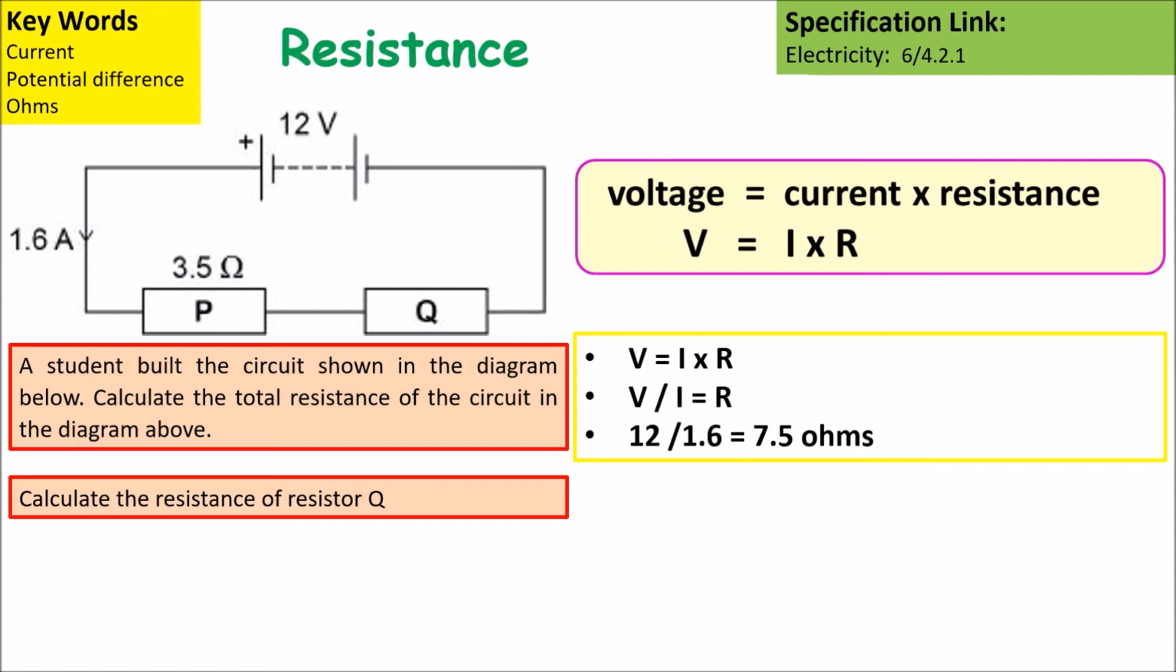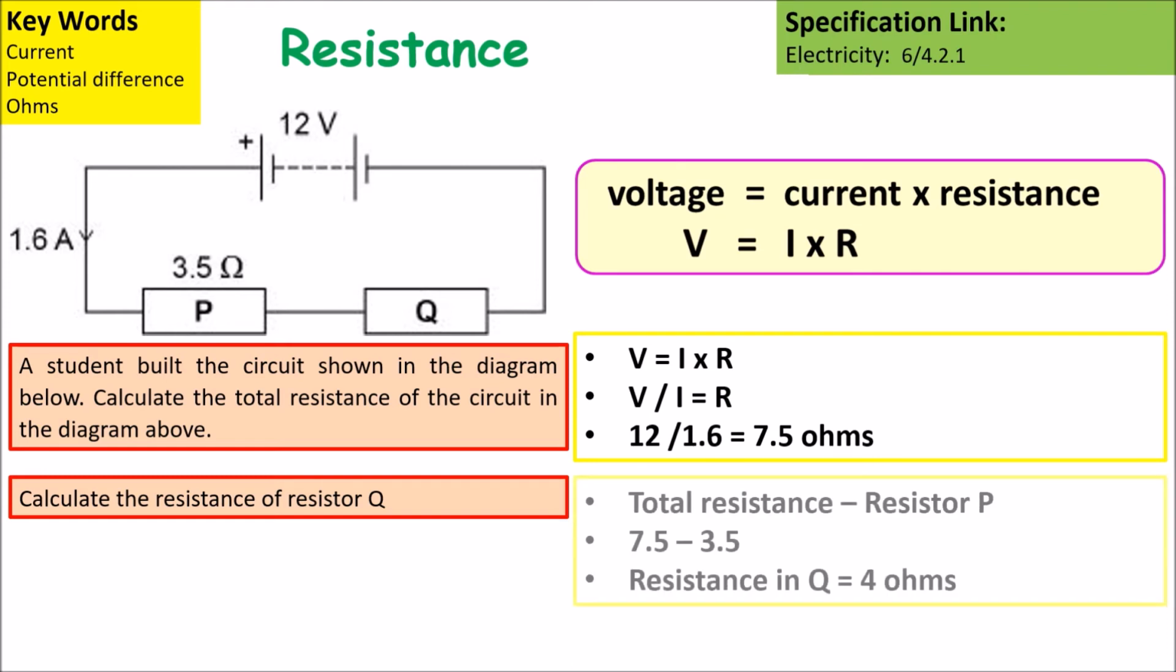If we were calculating the resistance of resistor Q, all we're doing is taking the total resistance, which we previously worked out, and subtracting the resistance of resistor P. So that would be 7.5 minus 3.5, which would give us a resistance of 4 ohms in resistor Q.